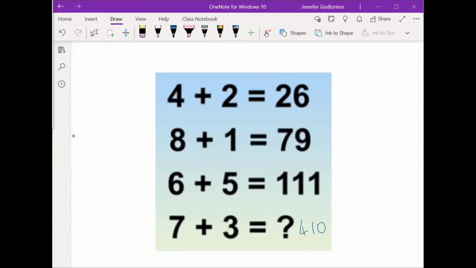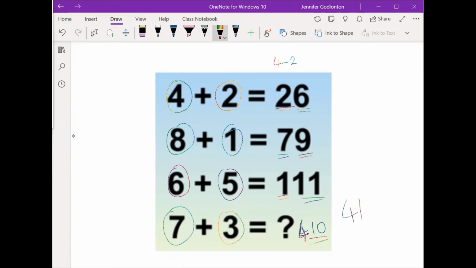But just so that for those of you who didn't know how to do this, if we took the first number, so 4, and we minus 2, so 4 minus 2, that gives us 2. 8 minus 1 gives us 7. 6 minus 5 gives us 1. And so 7 minus 3 will give us our 4. And then for the second number, we add them. So 4 plus 2 is 6. 8 plus 1 is 9. 6 plus 5 is 11. And 7 plus 3 is 10. So our final answer is 410.